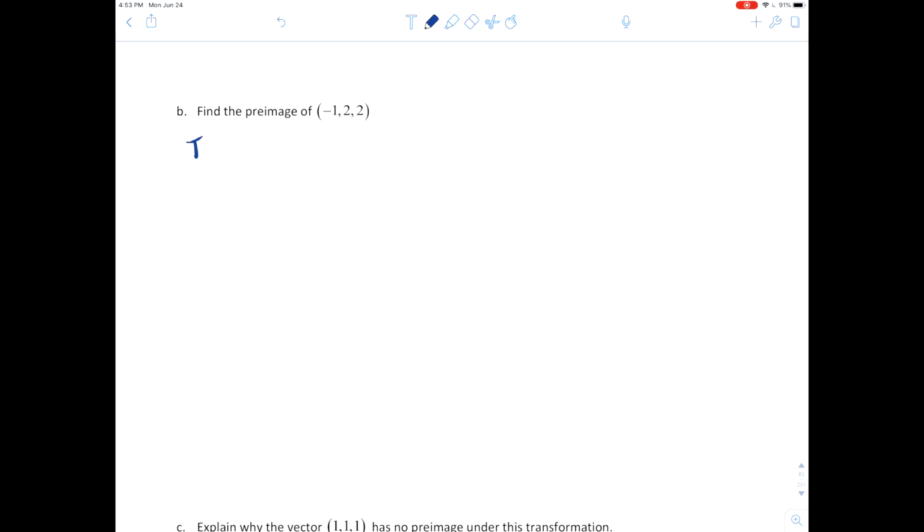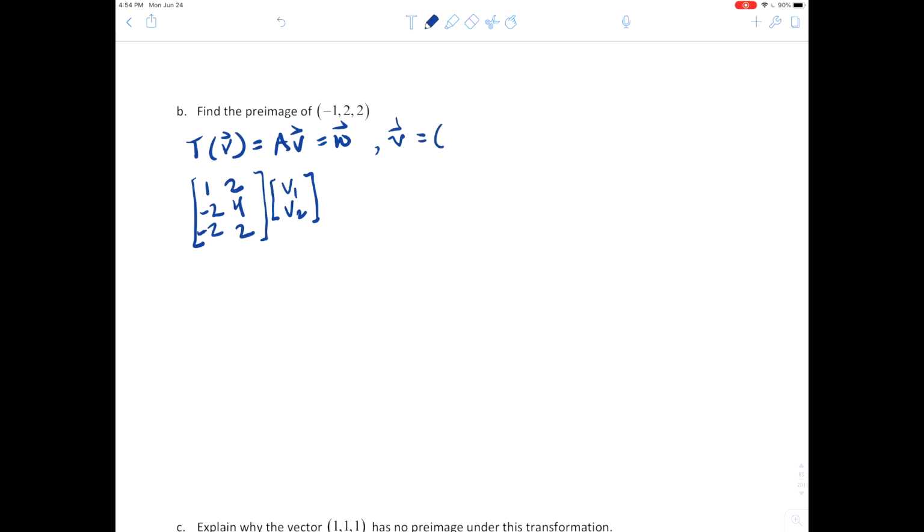Okay, and now let's find the pre-image of (-1, 2, 2), using the same matrix. So again, having T at V equal to A times V, which of course is equal to W, we would have our A, the same matrix we were using from before, 1, 2, negative 2, 4, and negative 2, 2. And this time we don't know what V is, so we're just going to write V1 and V2. Last time we had the pre-image and we wanted to find the image. This time we've got the image and we want to find out if there is a pre-image. We'll write up here V is equal to V1, V2, and then our W is equal to (-1, 2, 2). And we set this equal to our T at V, which was (-1, 2, 2).